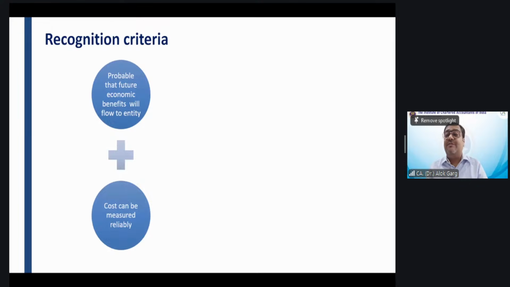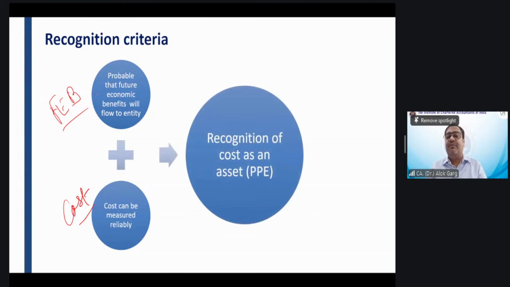Condition number one is future economic benefit should be probable. Condition number two, cost can be measured reliably. F stands for future economic benefit should be probable, and C stands for cost can be measured reliably. Then it has to be recognized as a PPE. Future economic benefit should be probable and cost can be measured reliably.